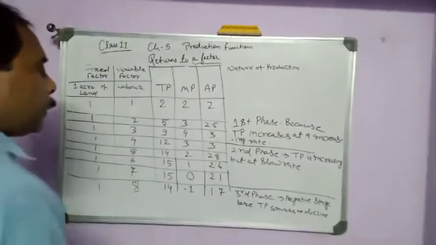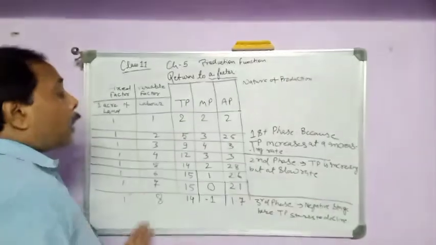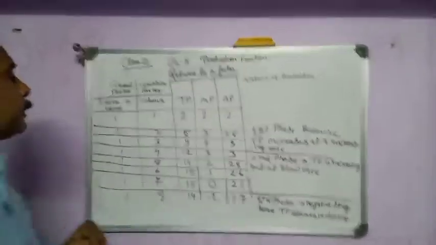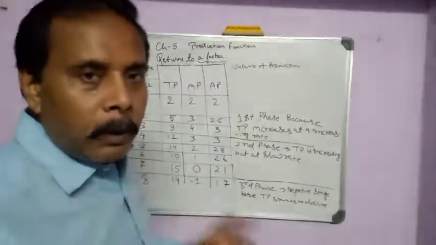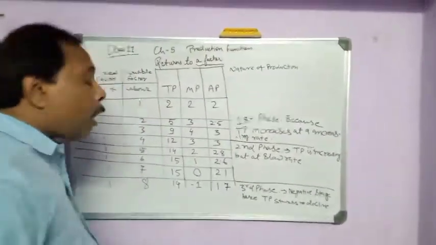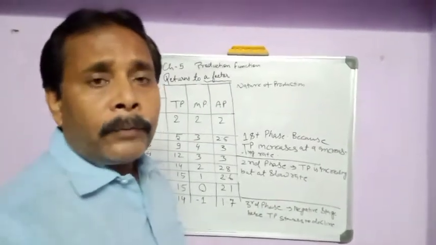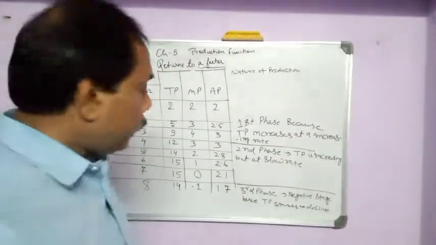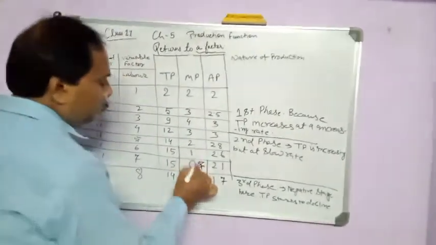Okay, so here total production starts to decline. So now a question comes to the mind of the student: how many laborers will be applied for the production? Okay, so the answer will come at this point.